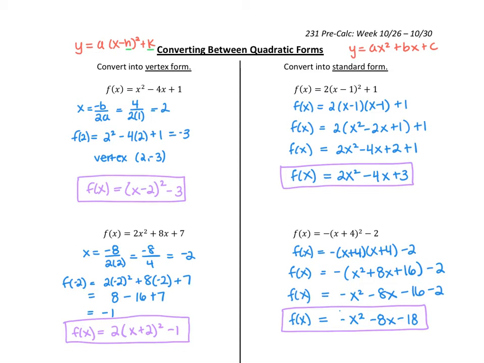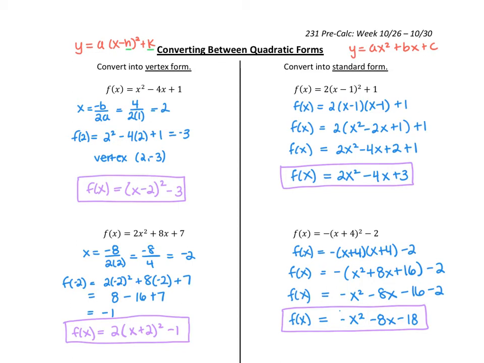So that's how you convert between standard form and vertex form. Going to standard form, you're just multiplying everything out. And then going to vertex form, you just have to identify the vertex and put it into the equation. There is another way to change it from standard to vertex form by completing the square, which you might recall from last year, but I think this way is a little bit simpler and less to remember.